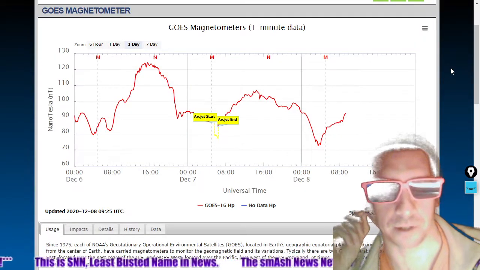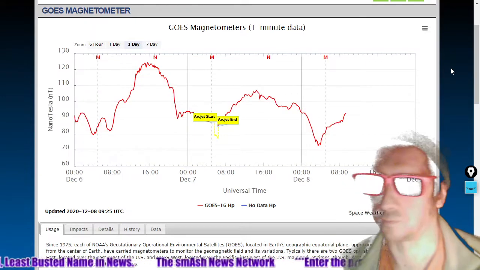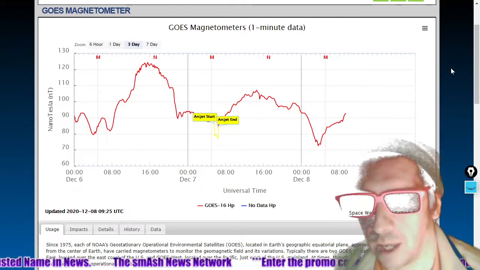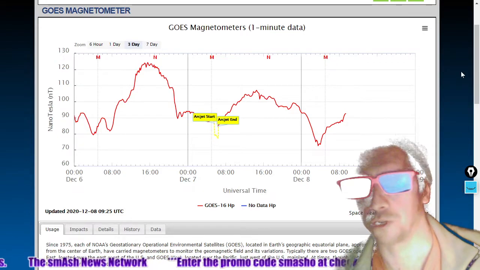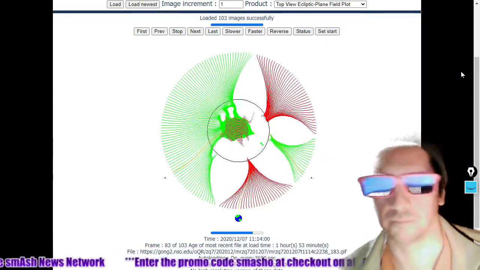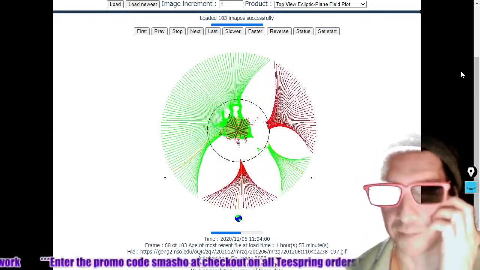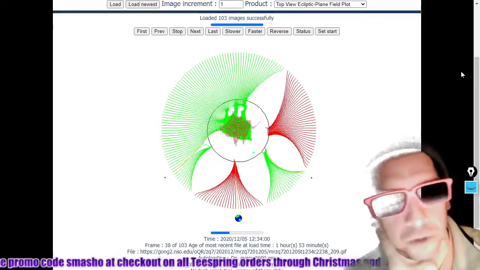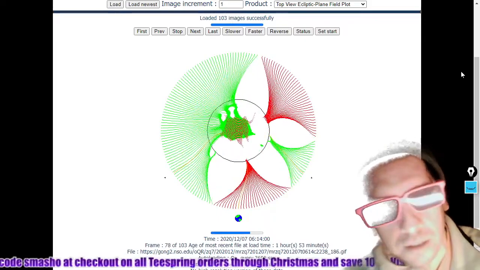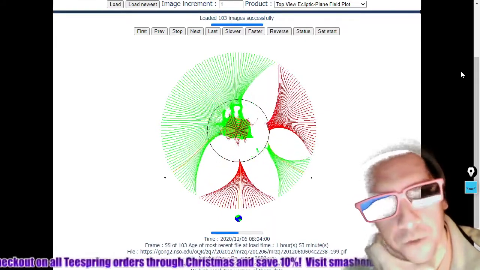GOES magnetometer is the next frame. And I believe we've crossed into the other current sheet. We'll show you in the next frame. Here's a visualization of the current sheet polarity. South pole shown in red, North pole shown in green. Keep in mind the data is nearly 2 hours old. I think we've already crossed into the North Pole current sheet there.